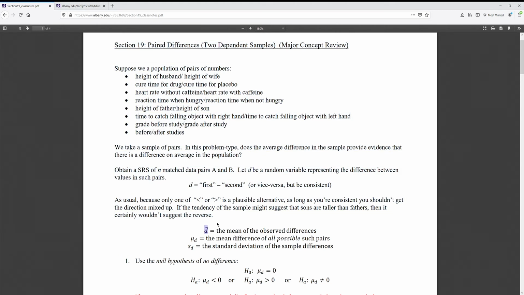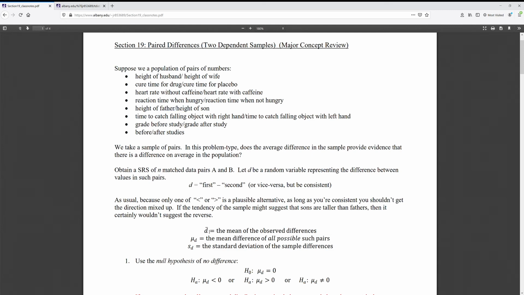Notice, apart from the fact that we're calling it D to represent the fact that it was a difference, this is exactly what we do in sections 12, 13, and in particular 18. So D bar is the mean of the observed differences. The average difference in husband and wife for the husbands and wives you looked at. The average difference in height of father and height of son, the one minus the other, for the 50 father-son combos you looked at, and so forth and so on.